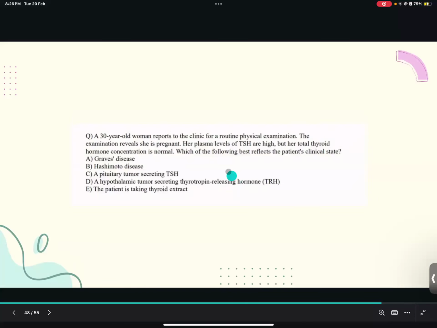Now, a 30-year-old woman reports to the clinic for a routine physical examination. The examination reveals she is pregnant. Her plasma levels of TSH are high, but her total thyroid hormone concentration is normal. Which of the following best reflects the patient's clinical state?